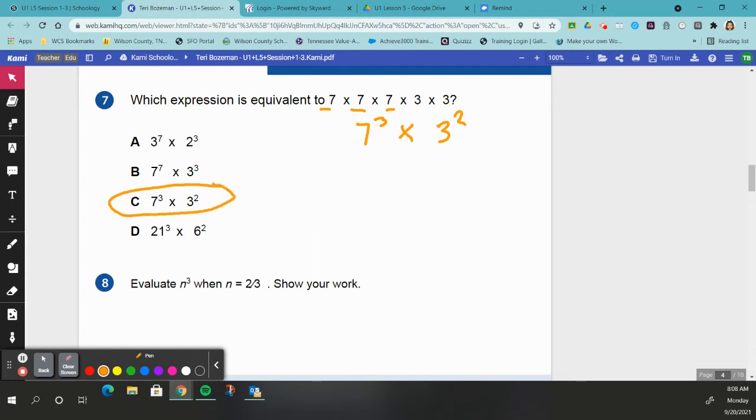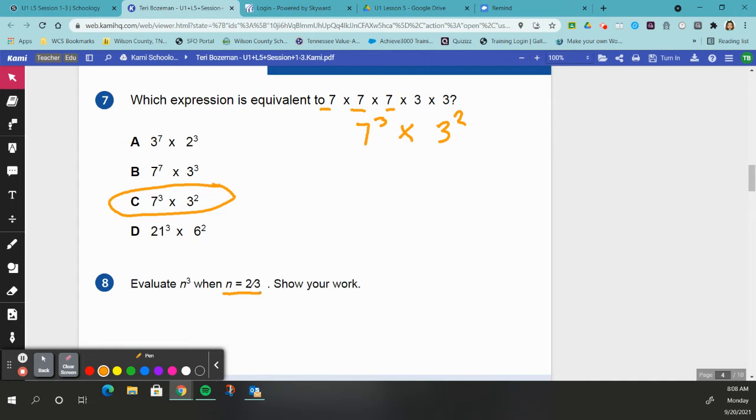And at any point, if you would like to try these on your own and then come back and check your answers, please remember to do that. So now we're on number 8. It says evaluate n to the third when n equals 2/3. Show your work. So this is one of those where they're giving us a value to replace our variable.